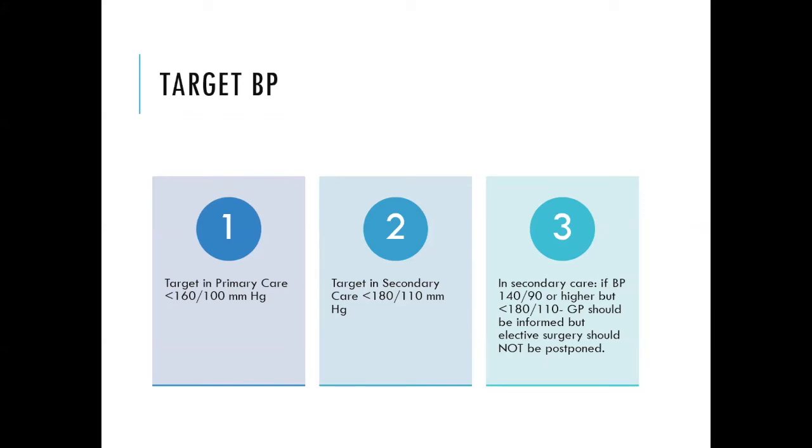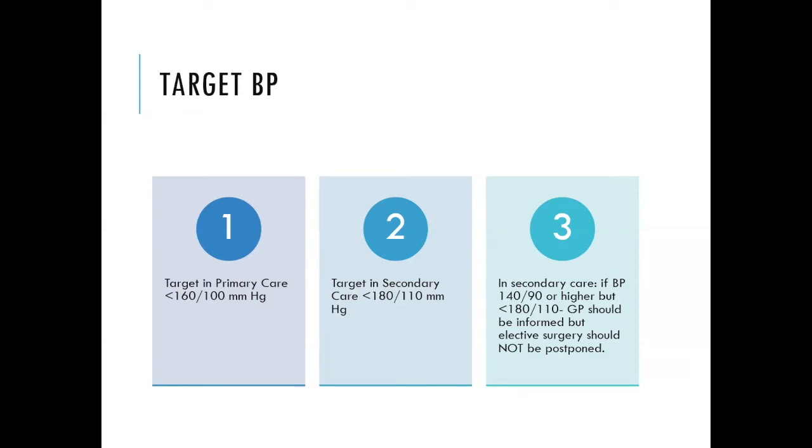If in secondary care your blood pressure is more than 140/90 but less than 180/110, you shouldn't postpone a routine, elective operation, okay? You should inform their family doctor, their general physician, or their heart doctor, or whoever, that their blood pressure tends to be a bit high, so they need to do something with that.